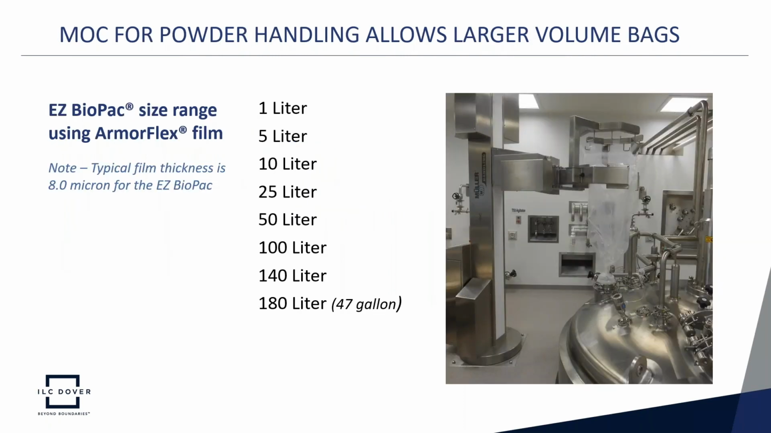So we look at these materials for the strength as well as the actual work that's being done. And so when we're using a high strength material and a design that allows to move larger amounts of powder, we can make a larger powder transfer bag. And here we show a full range from the smaller EZ BioPacs up to the 180 liter size. So again, the EZ BioPac size range is based on leveraging the strength of the material of a unique linear low density polyethylene film called ArmorFlex.